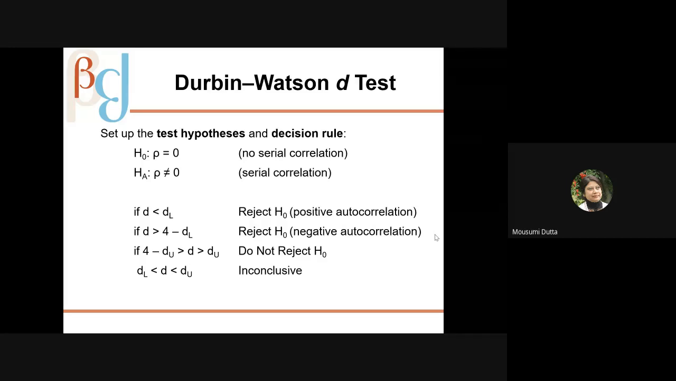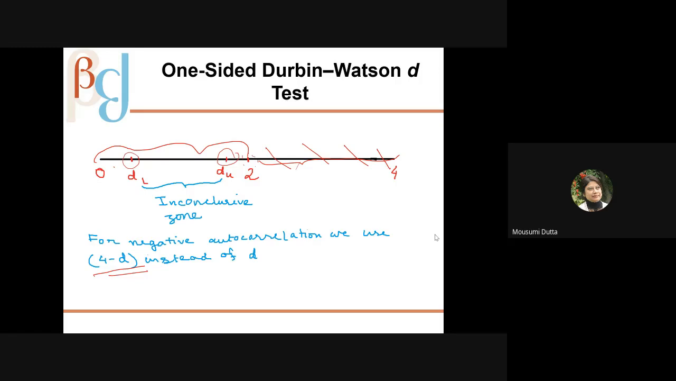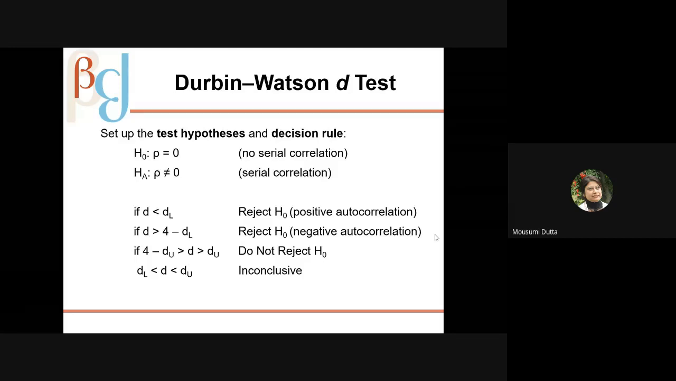If 4 minus DU is greater than D, and D is greater than DU, do not reject H naught. If D is greater than DU, or 4 minus DU is greater than D, for the other part, when you are coming back from the right hand side, if D value is greater than DU, in that case, do not reject H naught.